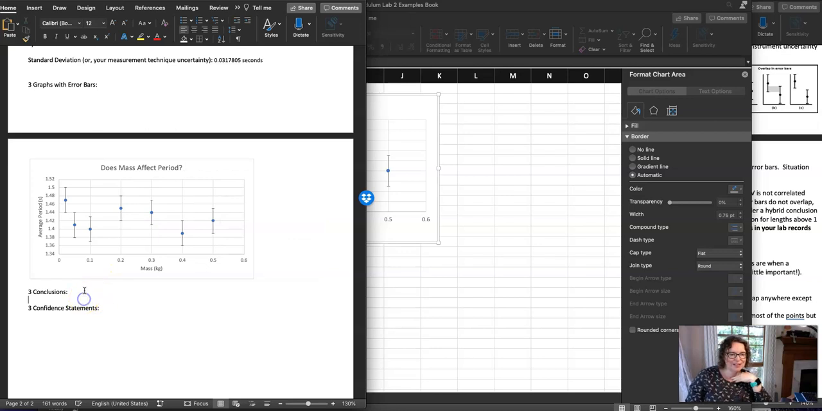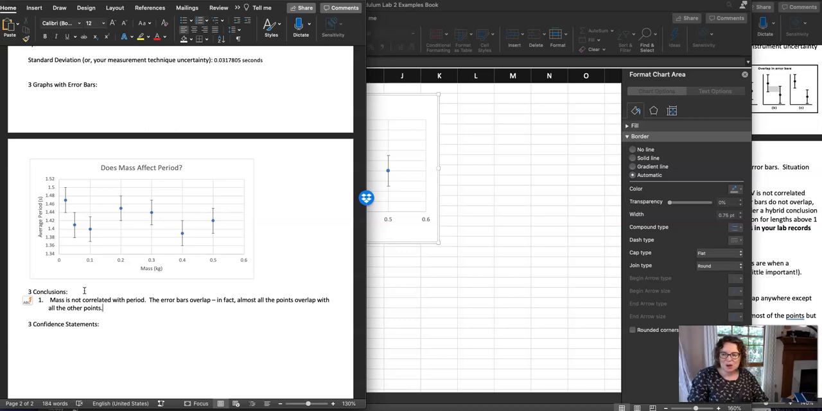All right, let's make our conclusions. So I'm going to conclude about my mass one, that mass is not correlated with period. The error bars overlap. In fact, almost all the points overlap with all the other points. There's some serious overlap going on here.